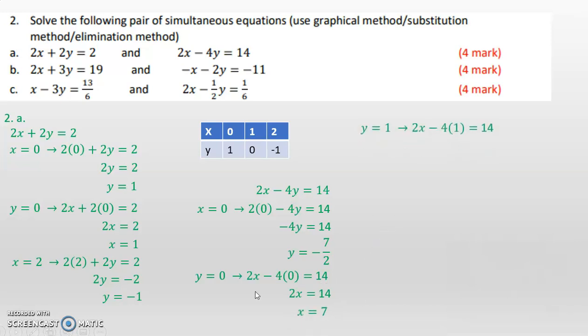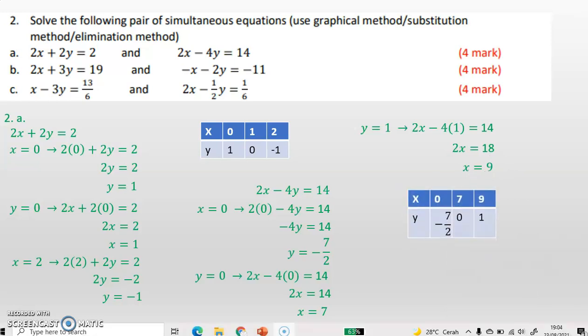Next, remember we should get 3 points. Here we get 2, and then this is the third point. We input y as 1, so we get 2x equal 18. Next, x equal 9. Here are the points: 0, -7 out of 2, and then 7, 0, and then 9, 1. 3 points.